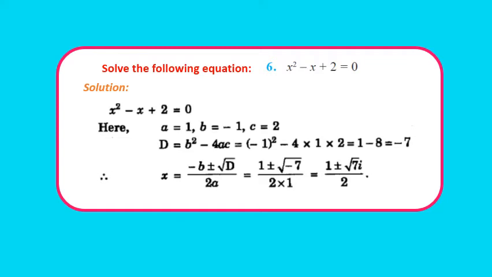Using these values in the quadratic formula, x equals to minus b plus minus under root d upon 2a, we get 1 plus minus under root minus 7 upon 2 into 1. And this under root minus 7 can be written as root 7 into root minus 1, and we know that under root of minus 1 is equal to I. So we get 1 plus minus under root 7 I upon 2. Clear? So pause and note down the solution.